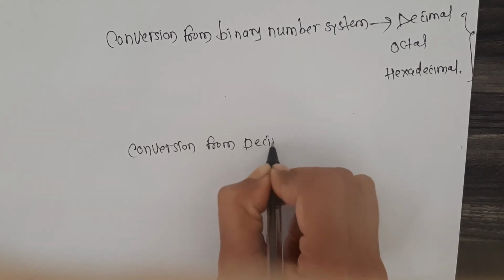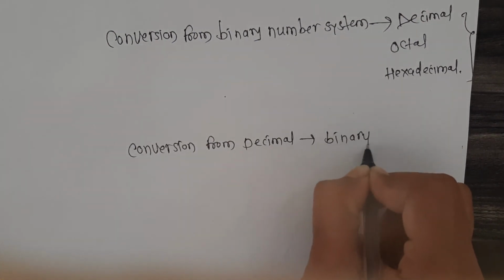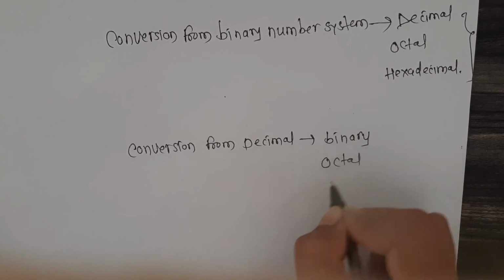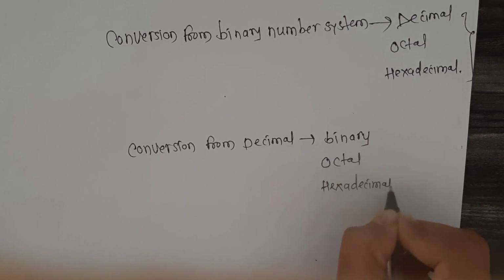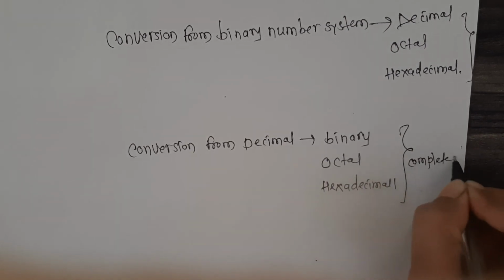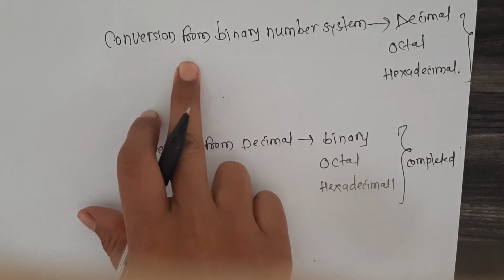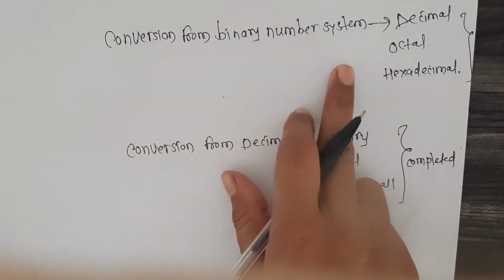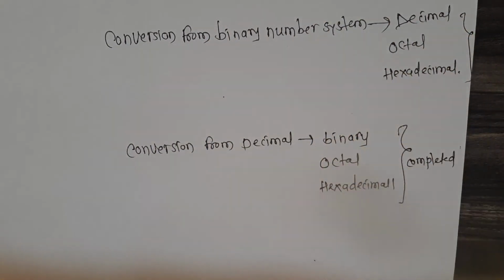And we have completed our 3 conversions, that is conversion from decimal to binary, octal, and hexadecimal. These 3 conversions we have seen. So we completed these 3 conversions, and from the next lecture we are going to start the next conversion, that is from binary to other number systems.